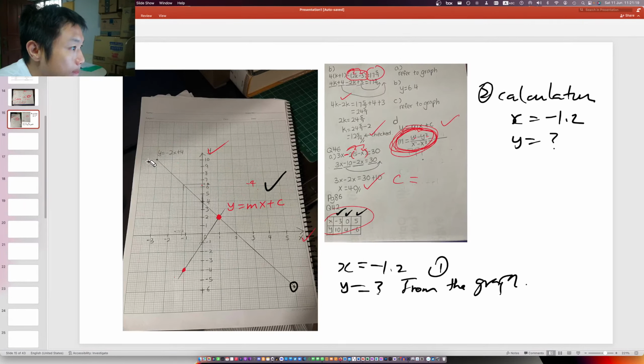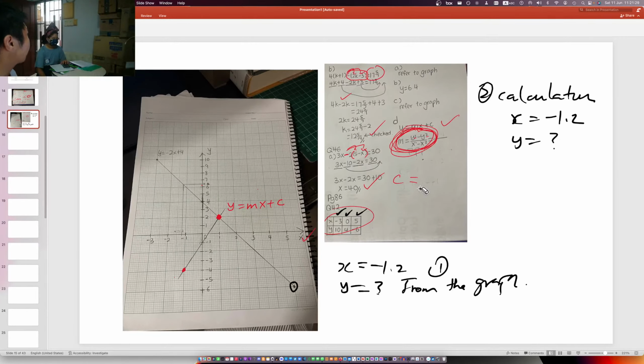Y1 minus Y2, very good, divided by x1 minus x2. How do you write y1, y2 at the top and x1, x2 at the bottom? Okay, good. So do you think you can complete this? Do you think you have the y1, y2? Do you have the x1, x2?